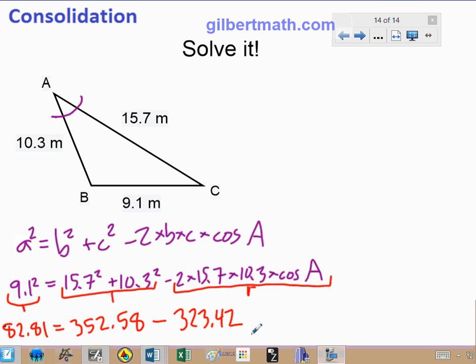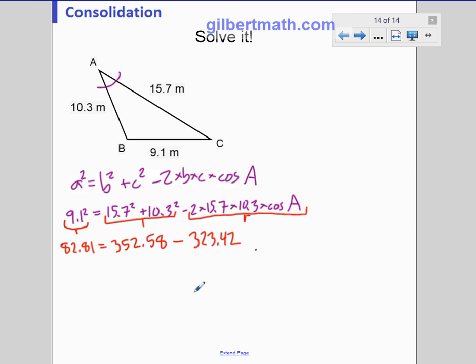Okay, so as promised, some numbers appeared there, but don't fret. 9.1 squared turned into 82.81. I squared these two and added them together and ended up here. And then I multiplied these three numbers together and got here. And of course, I still have times cos A. From this point, the most common mistake is that people are going to want to do this number minus this number. You can't do that because cos A is attached.